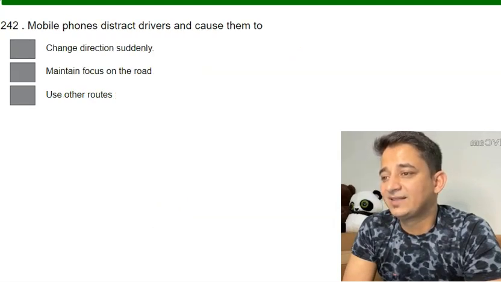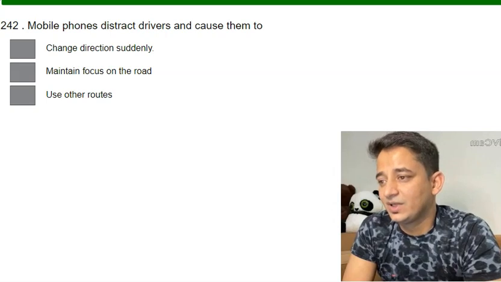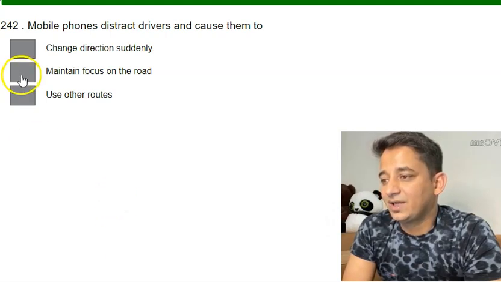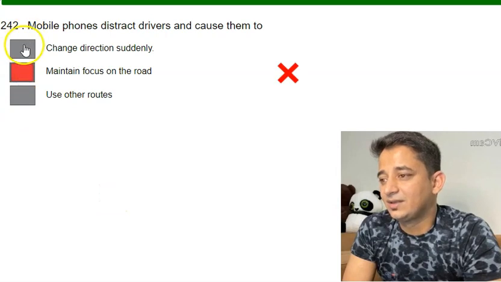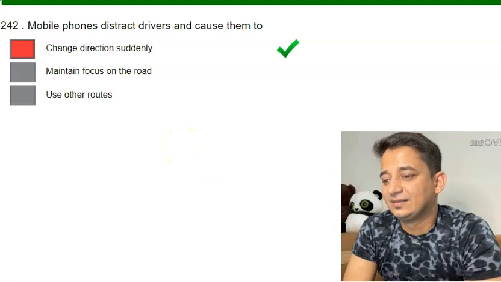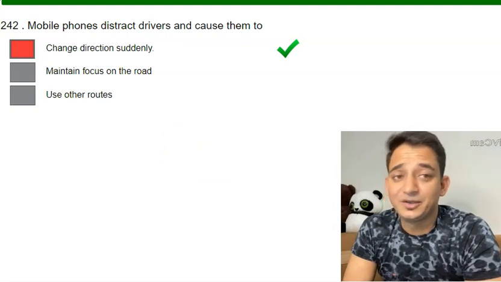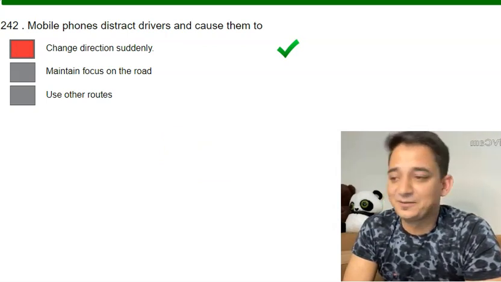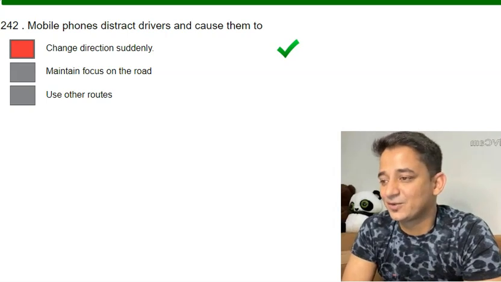Mobile phones distract drivers and cause them to change direction suddenly. Options: maintain focus on the road, or use other routes. Option A and B look right, but option A is the correct one, change direction suddenly. As I said, even if you think two are correct, you need to choose the most correct one.